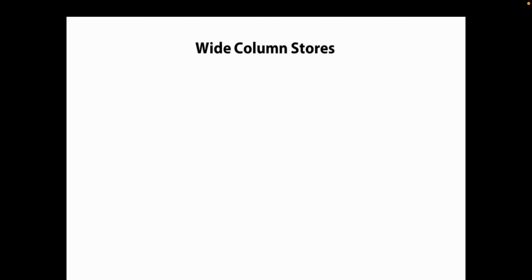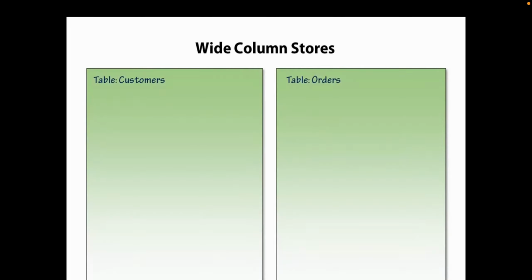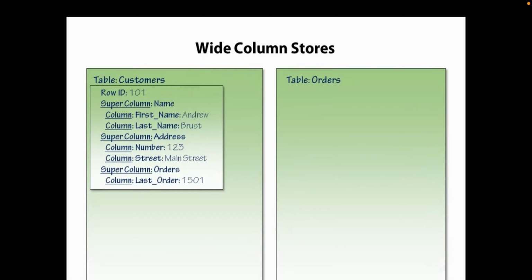Let's take a look at wide column stores and see how they differ. Now, wide column stores have tables. Notice the tables don't belong to a database. There is no such thing as a database. There are just tables. And the tables have rows. The rows have super columns and then columns within them.